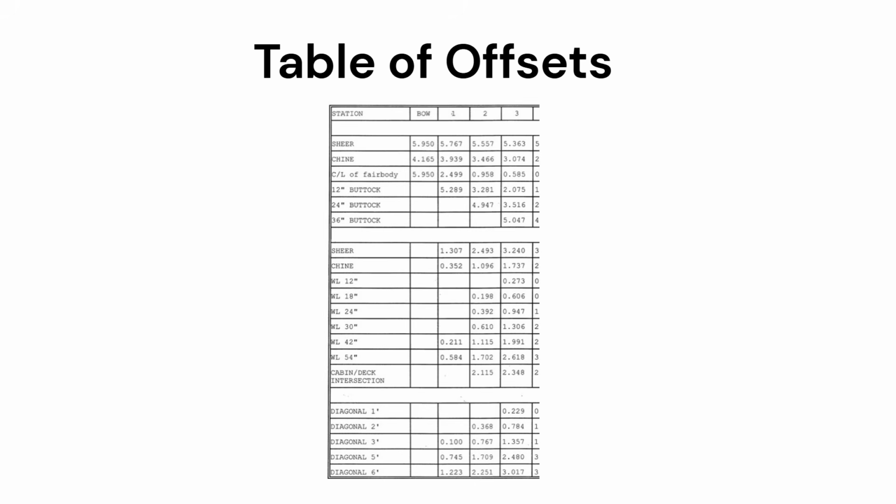Table of offsets. All plans described are based on the table of offsets. In the table of offsets, there are measures for shear, intersection with the deck, water lines, buttock lines, profile points versus station, and much more, depending on design. For boat building with frames on keel, there is usually data for the rabbet line. In the picture, the profile is called C/L of fair body. Also, there is a definition of a chine profile location and intersection with cabin/deck.